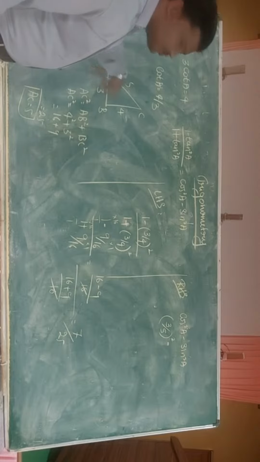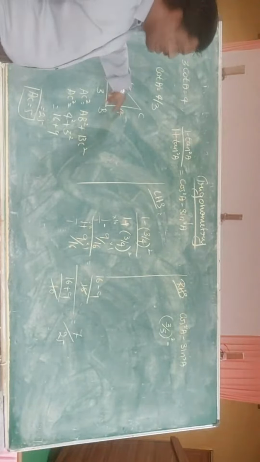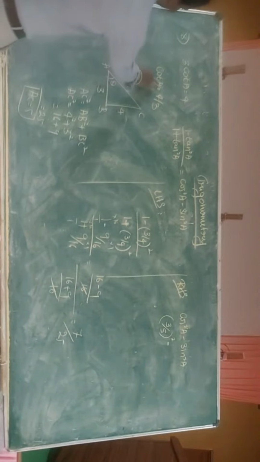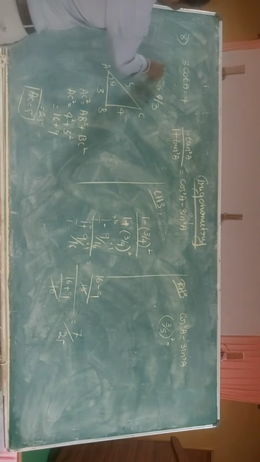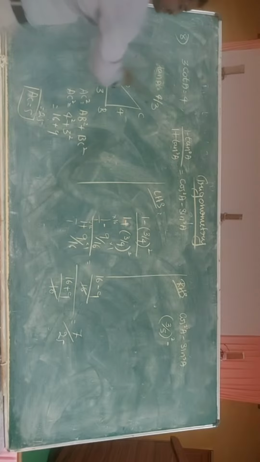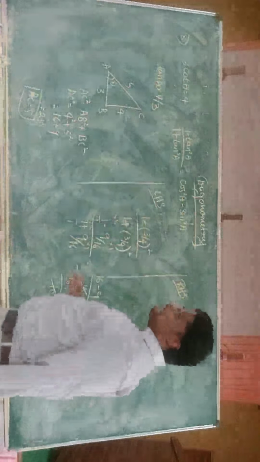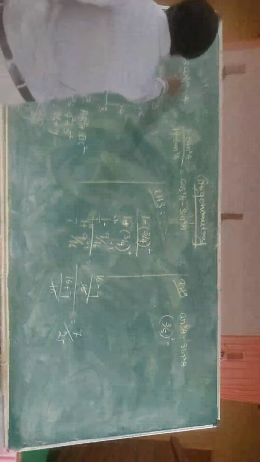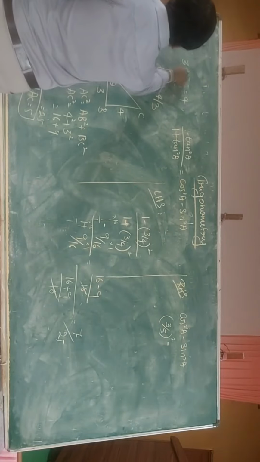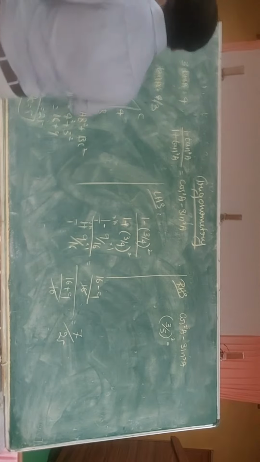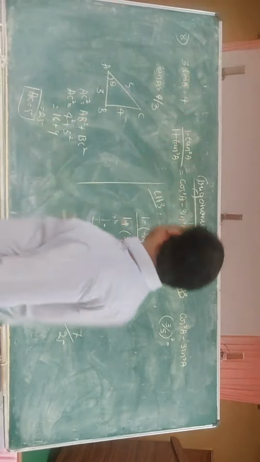Adjacent 4 upon 3 actually. I took here 3 upon 4. Make it tan. You can solve with tan. Tan A is equal to 4 upon 3. Change here. Don't take it as cot A. Tan A is equal to 4 upon 3.